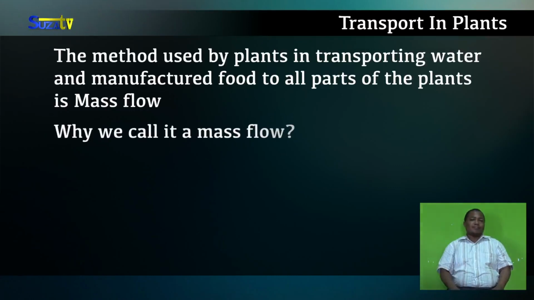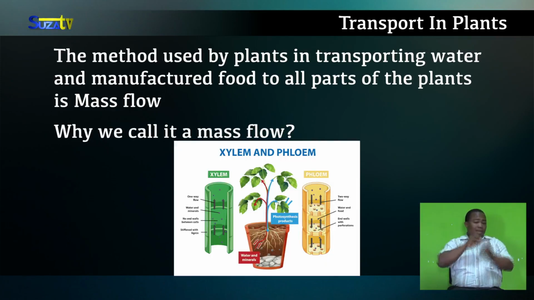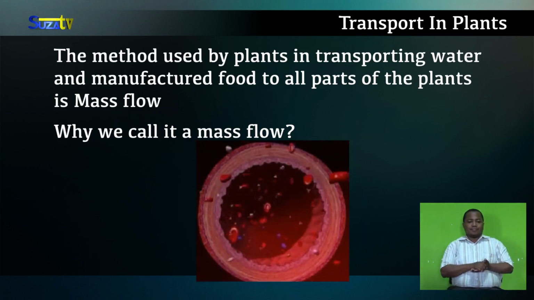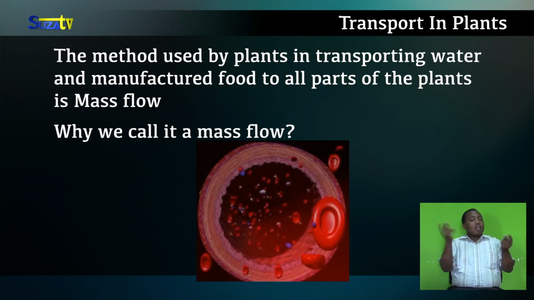Thank you very much. Both water and mineral salts and manufactured foods move through a specific channel that we call the vascular system, made up of xylem and phloem. Through mass flow, materials move from one place to another due to differences in pressure between two points. Animals such as human beings use power from muscle contractions as well as forces from the heart to force fluids to move from one place to another.